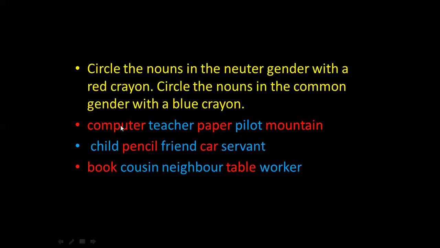Computer is neuter: computer, paper, mountain, pencil, car, book, table. These are the neuter gender nouns. Teacher, pilot, child, friend, servant, cousin, neighbor, worker. These are the common gender. These are some examples given in the exercise to find out whether it is common gender or neuter gender.